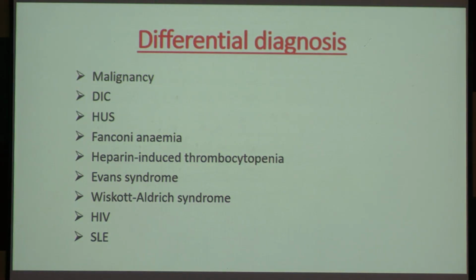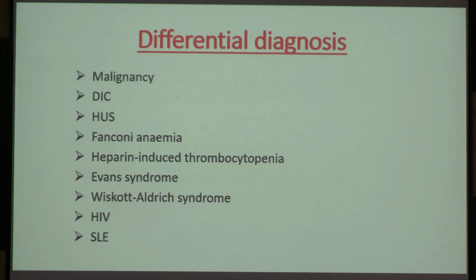So, what are the differentials of ITP? Already we know. First, malignancy, leukemia, DIC, disseminated intravascular coagulation, infection. Then HUS, HUS is another differential. Then Fanconi anemia, heparin induced thrombocytopenia, Evans syndrome, Wiskott-Aldrich syndrome, HIV, SLE.